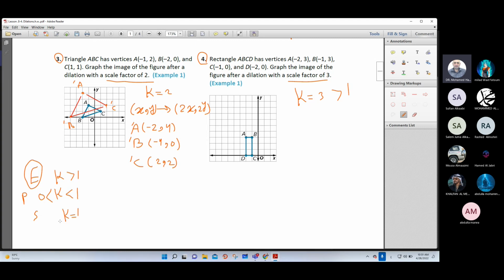Mr., the second one, what is its name? Repeat please. Louder a bit, Mina. The second one, what is the name of it? This is? Yes. Reduction. Reduction means the image will be smaller than the pre-image. Okay.